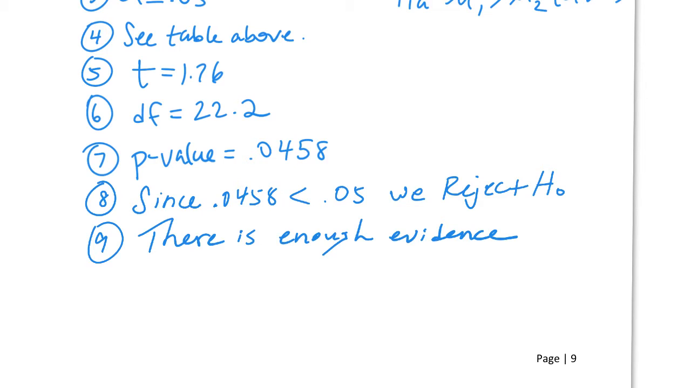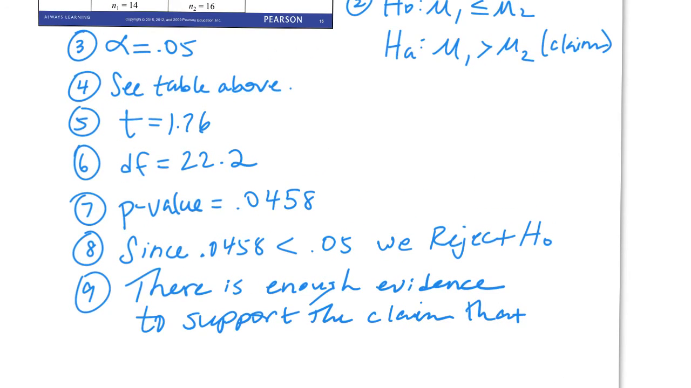Phrase 2, because the claim's HA, we write to support the claim that. And now I'm going to be translating the HA claim into words. So if I direct you to what I'm doing here, the context of the problem, the wording said the mean range of the manufacturer's phones is greater than the mean range for the competitor phones. So I'm just going to communicate that in the decision down here to the test.